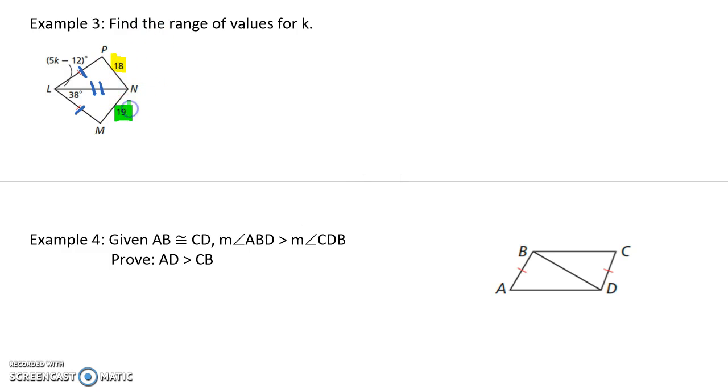Which one is the longer side? Well, MN is. That's greater than PN. Therefore, those included angles across from those sides should have the same relationship. So that means the measure of angle NLM, which is across from MN, should be greater than the measure of angle PLN, which is across from that 18, right? Then that's your converse of your hinge theorem, right?